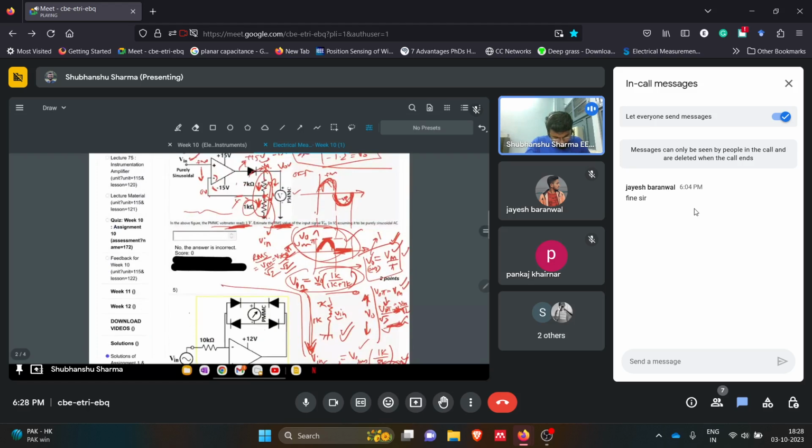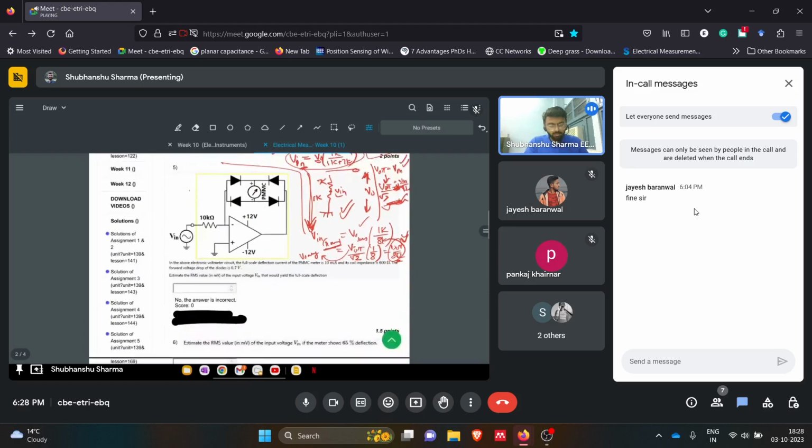Now the next question. Moving to the next question, that fifth question. It is saying that in the above electronic voltmeter circuit, so this is a voltmeter circuit, this yellow color box, the full scale deflection current of the PMMC meter is 10 milliamperes and its coil impedance is 600 ohms. The forward voltage drop of the diode is 0.7 volts. So in these diodes there are 0.7 volts.